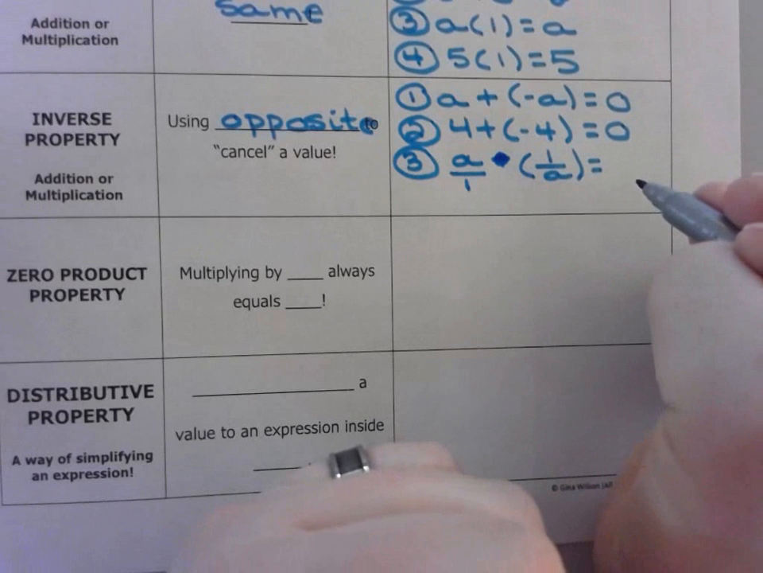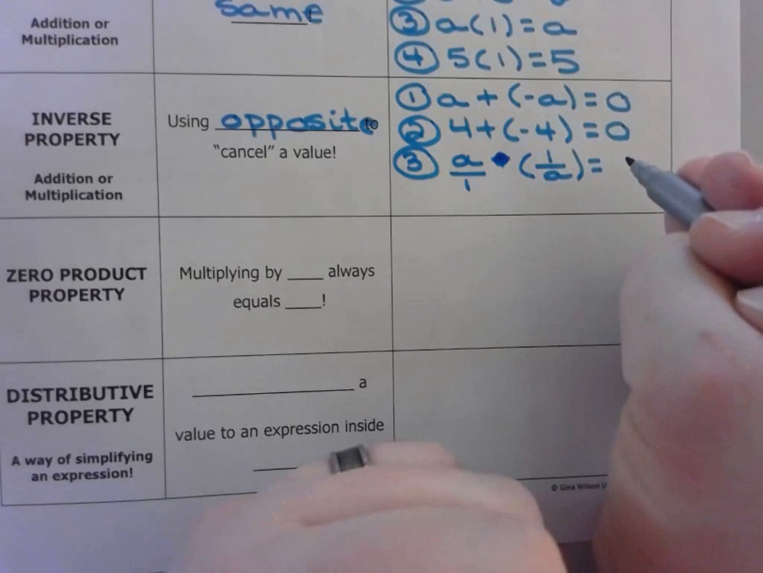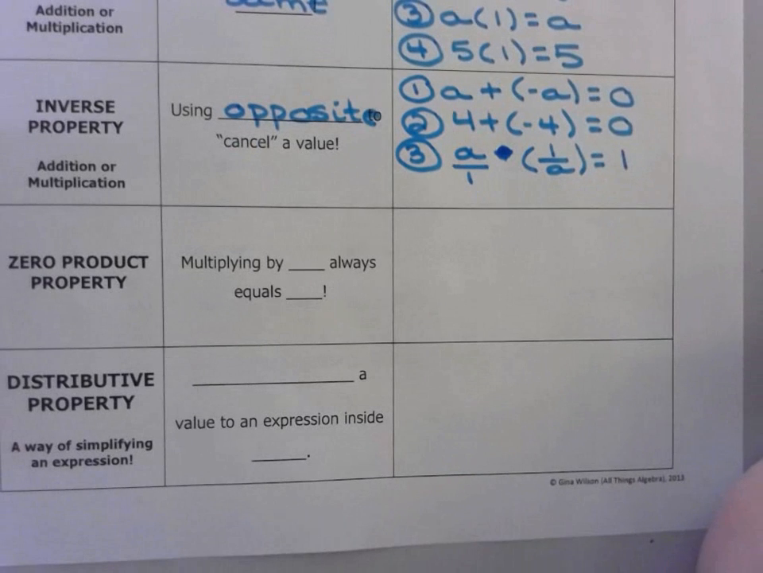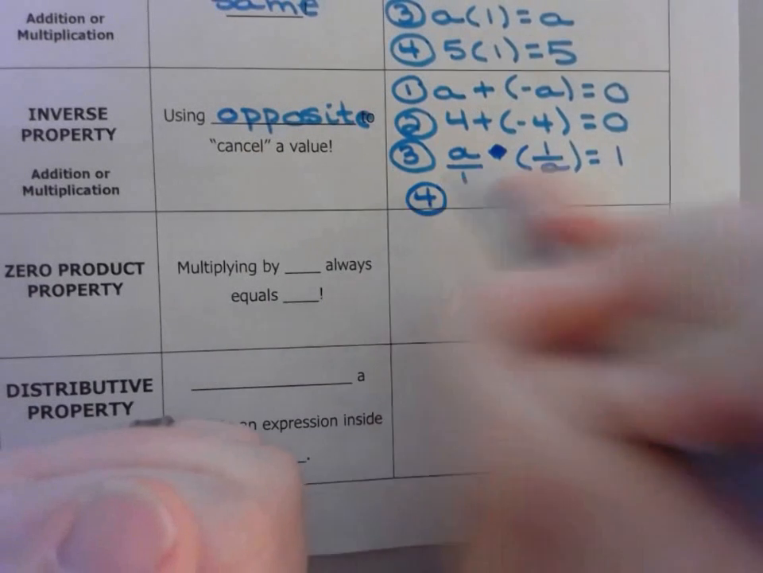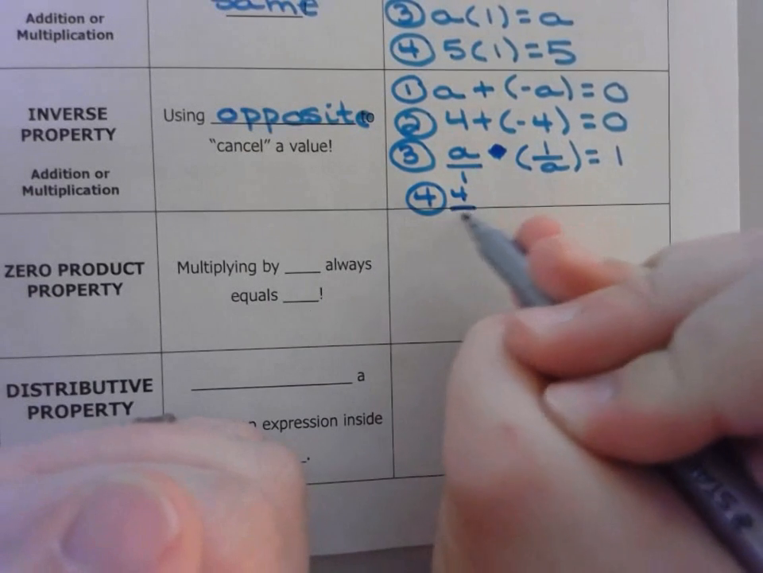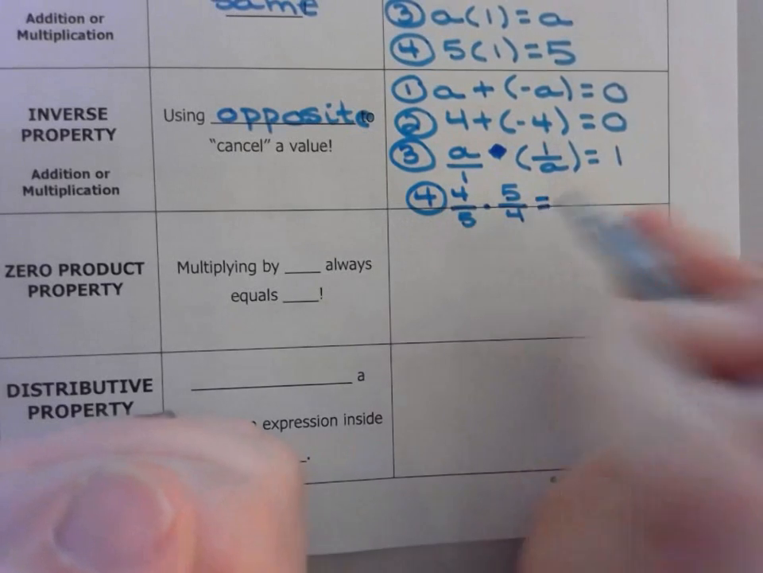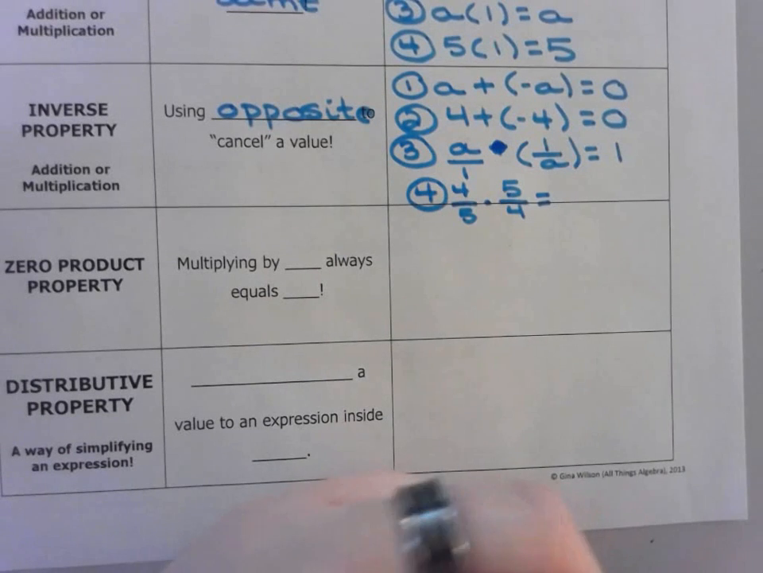Now what is A over 1 times 1 over A? Nope. Think about cross-reducing. It's 1. Now let's look at an actual number. What if I have 4/5 times 5 over 4? Those are opposite. Those are inverses. So this is the inverse multiplication property.